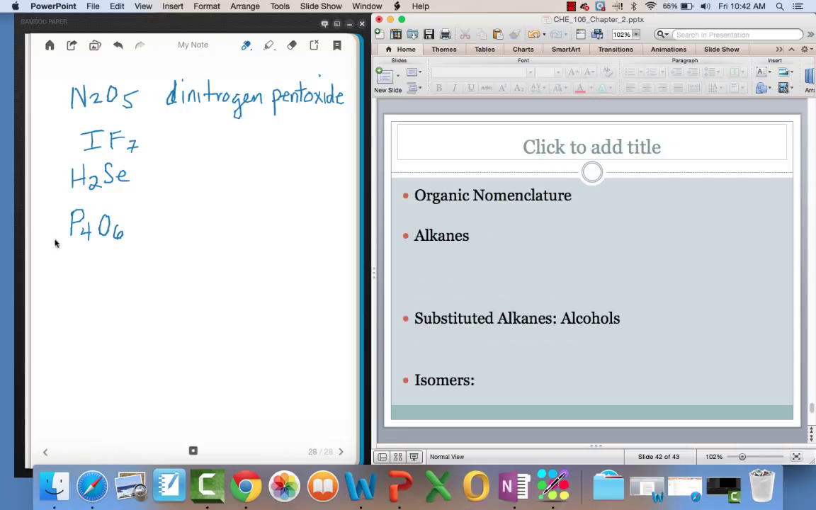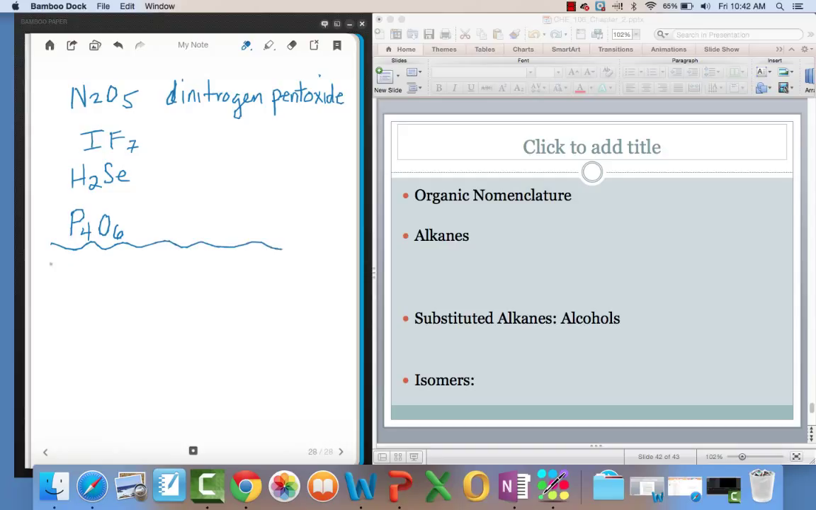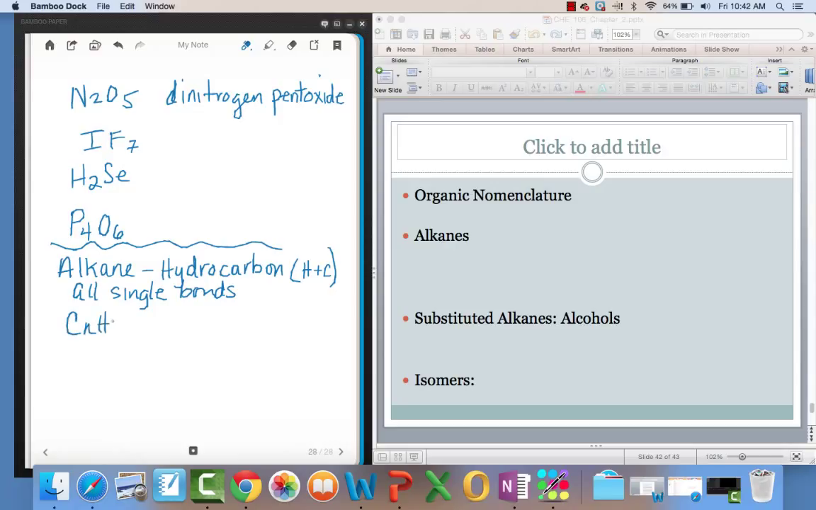We're going to talk a little bit about some other organic nomenclature. For right now, I'm just going to talk about alkanes. Recall that alkanes are a hydrocarbon, which means that they only contain hydrogen and carbon, H and C only. They are all single bonds. And they have a general formula of CnH2n+2.